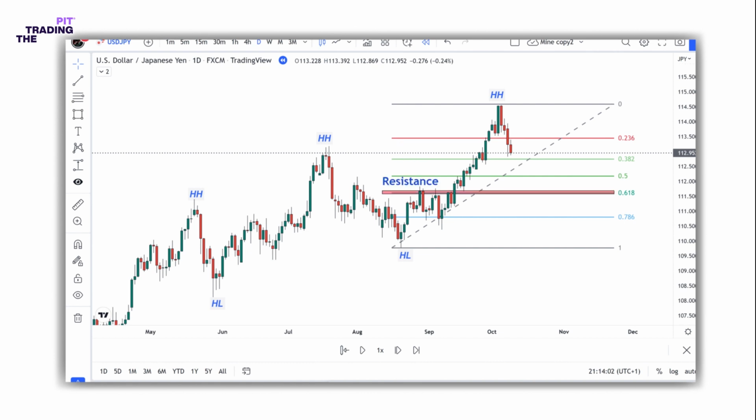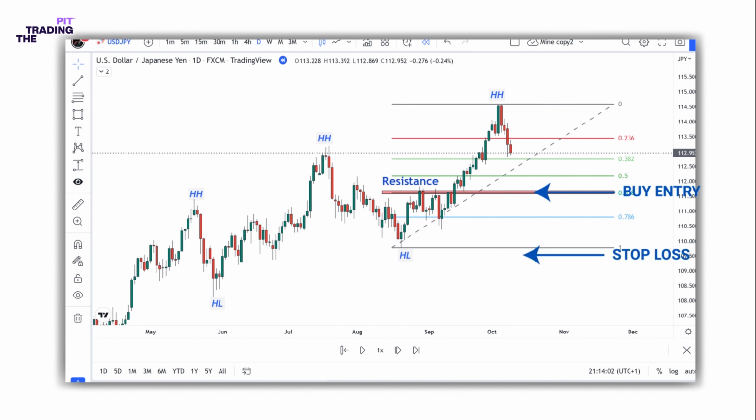We can plot out the resistance level. The resistance level is acting as a confluence to the 0.618 Fibonacci level. So we can look for a buy entry at the 0.618 Fibo level. Place your buy entry here.